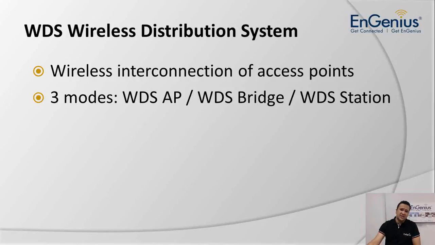So basically there are three different WDS modes: WDS AP, WDS Bridge, and WDS Station. Depending on what kind of type of access point that you have, not all the modes are available in every model, so you have to check the specifications carefully before you want to deploy the devices in your setup.